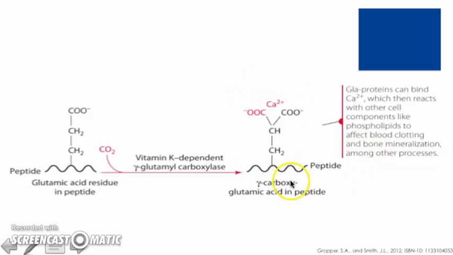Other proteins involved in blood clotting also will then, when carboxylated, bind calcium and have their attendant effect in various processes. So we see that these GLA proteins, after being carboxylated, can bind calcium and then have certain effects in either blood clotting or bone mineralization.